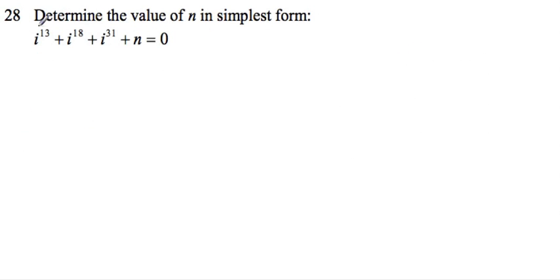Number 28. Determine the value of n in the simplest form. Here, what I want to remember is this. I to the 0 power is equal to what? 1. I to the first power is equal to I itself. I squared becomes negative 1. And I to the third is equal to negative I. And this cycle repeats itself.